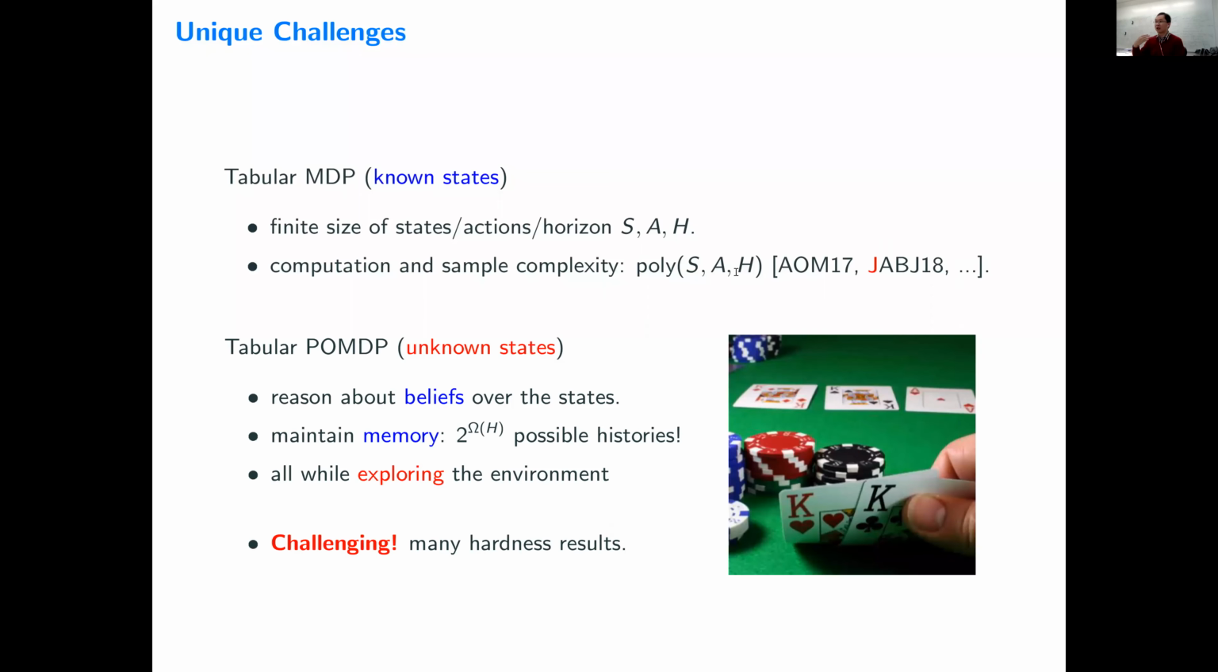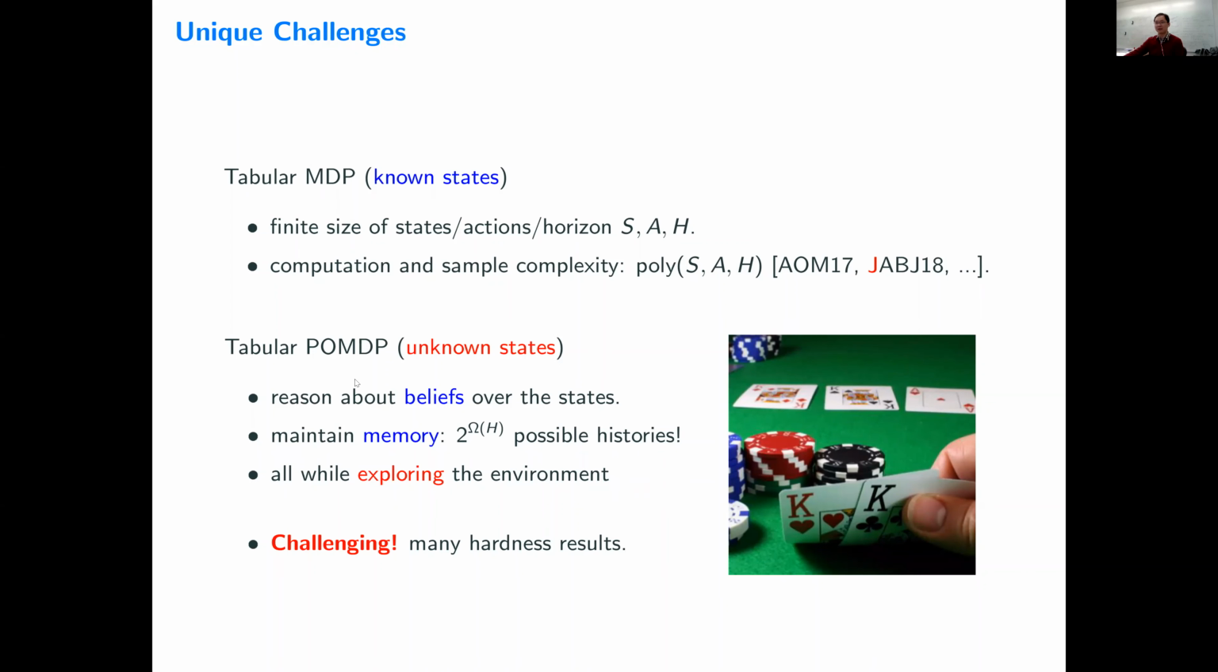However, when we go beyond to the POMDP, and even the easiest, the tabular POMDP, where we assume we have a finite number of states, actions, horizon, and also a finite number of observations, it immediately becomes a lot more challenging because, as I said, in the POMDP the observations are no longer Markovian. So we have to reason about the states, and we no longer see the states.